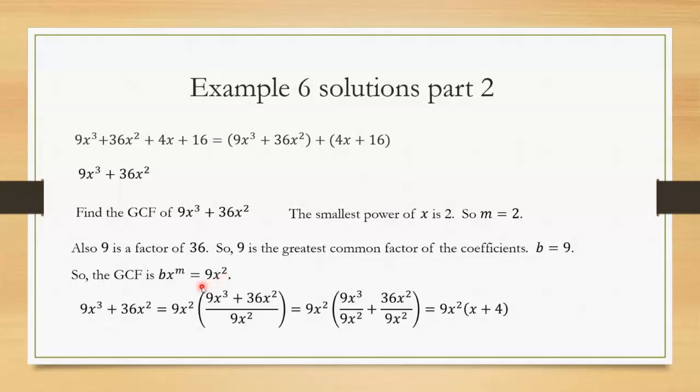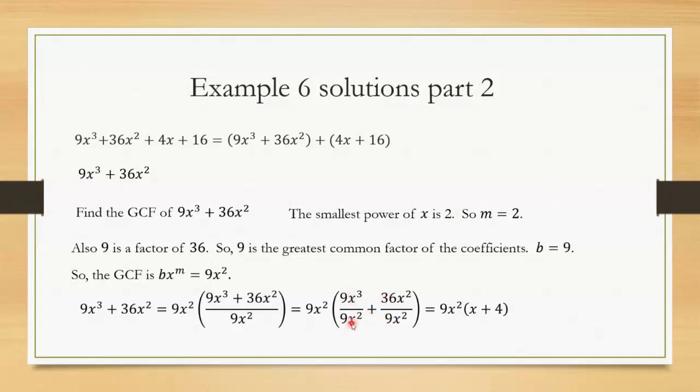Good. And now we factor it out. We have 9x squared times 9x cubed plus 36x squared. Again, we have to divide by 9x squared, okay? That's what we have to do. By doing that, we divide into each term in the sum, as you can see, okay?